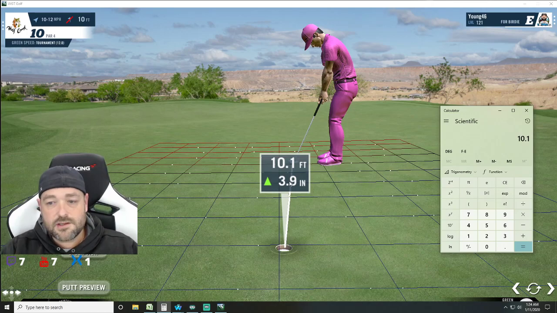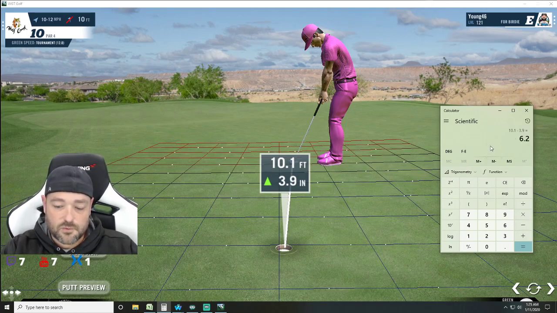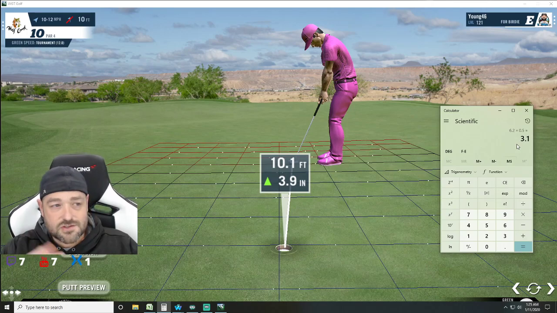If it's uphill, we subtract, because think about an uphill putt's going to break less than a downhill. And if it were downhill, we would add. So in this case, we are going to subtract 3.9, gives us 6.2. We multiply that by the previous number we got, which was 16-second dots, or 50%. Now we get 3.1. There's an extra step here.